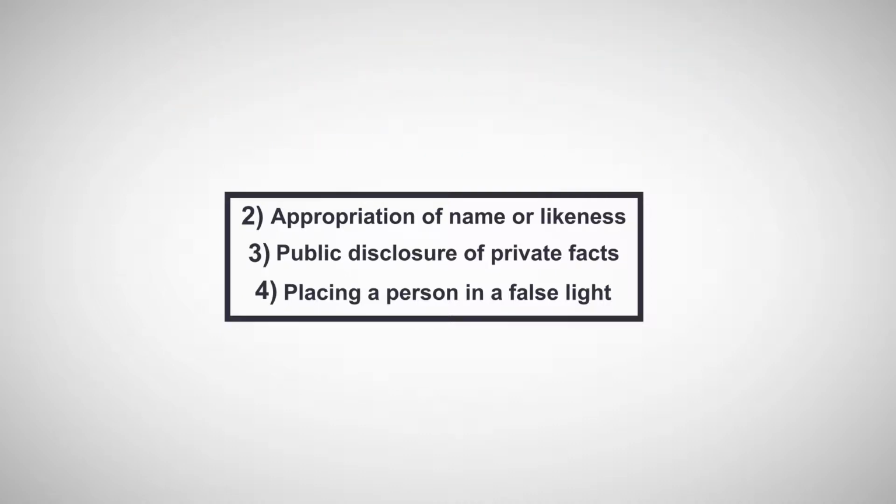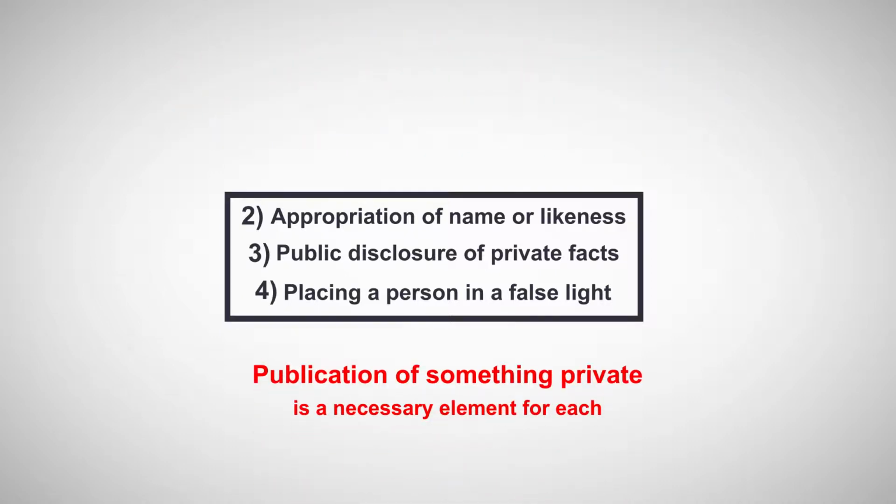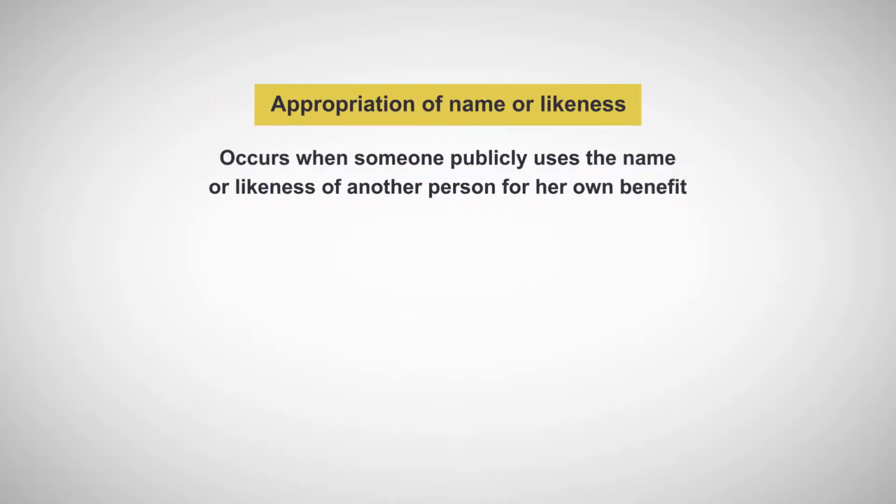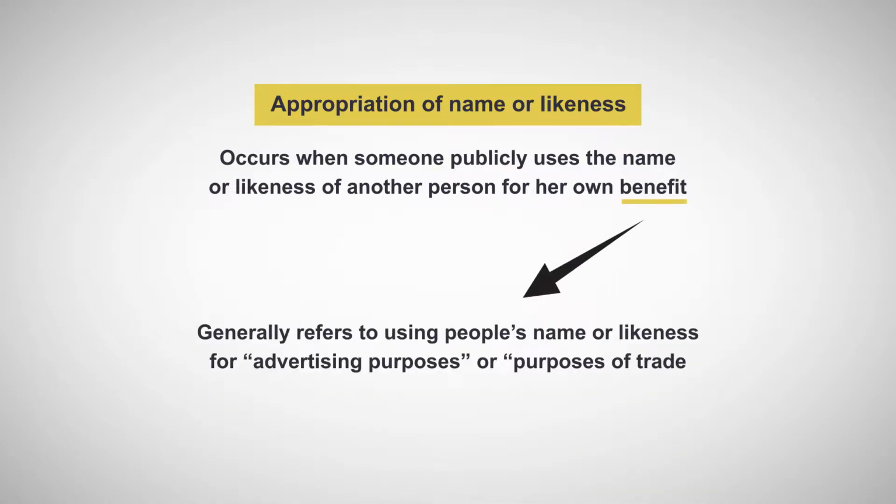Unlike intrusion into seclusion, publication of something private is a necessary element for each. This also means that each of these categories is impacted by freedom of speech because they all involve forms of expression. Appropriation of name or likeness occurs when someone publicly uses the name or likeness of another person for her own benefit. Benefit is broadly defined, but generally refers to using people's name or likenesses for advertising purposes or purposes of trade.